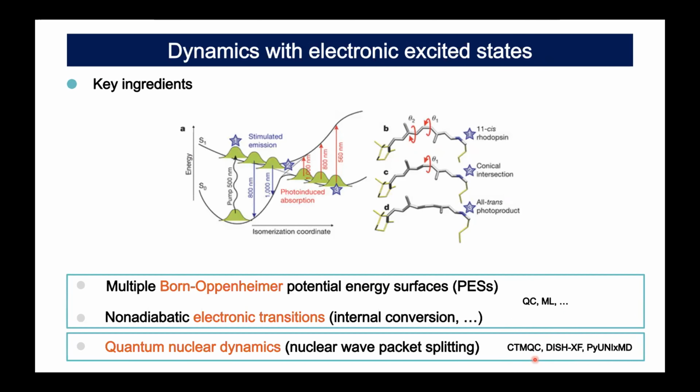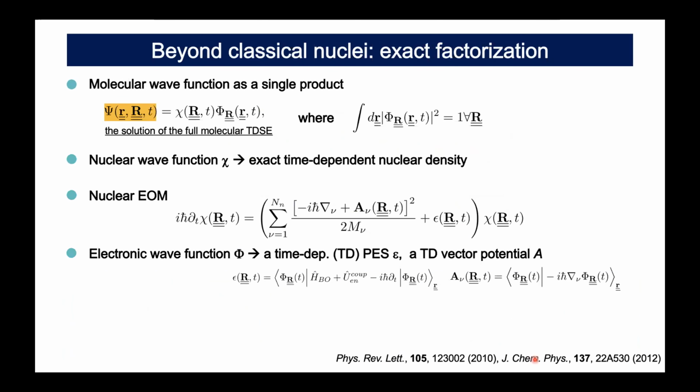So what are they? First, let's look at the exact factorization. This is the fundamental idea of our algorithm. So what is the idea? The idea is quite simple, very straightforward. It starts from this equation only. Eventually we have to deal with the quantum mechanical behavior of the electrons and nuclei.